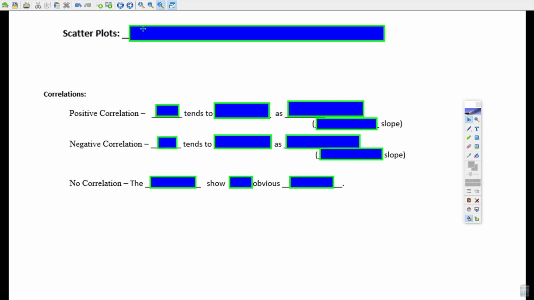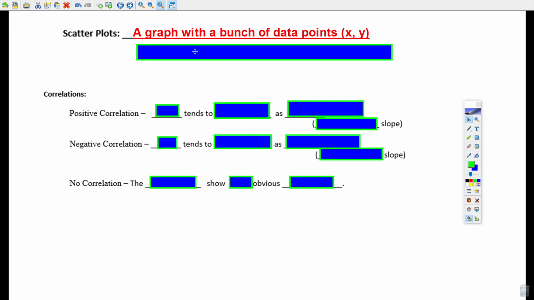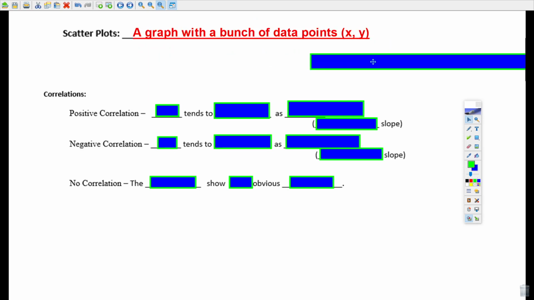So the only one word we have for today is a scatter plot. So what is a scatter plot? You've probably seen them before. A scatter plot is a graph with a bunch of data points and XY points.